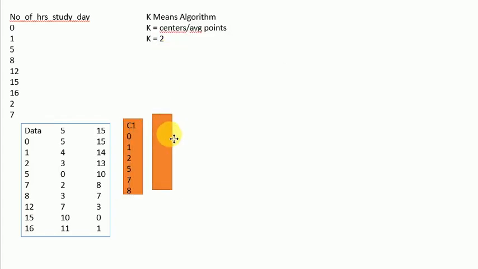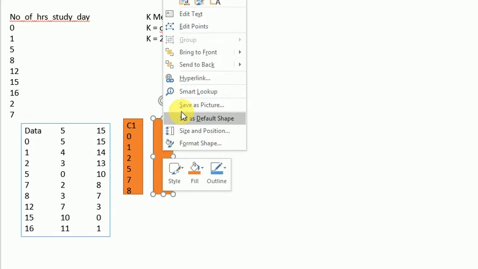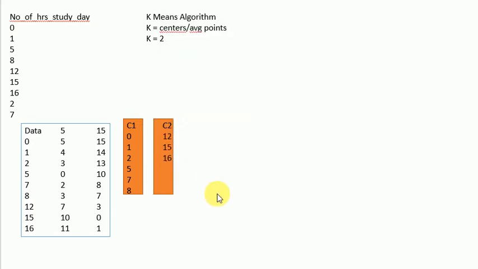So this is another group created, so it is very much visible. Now what additionally we can do is identify the average of the numbers present in group 1, that is the C1 cluster, and the average of the data points present in C2. So let us calculate that.